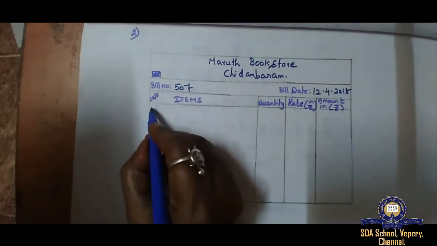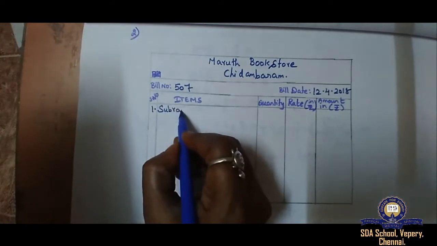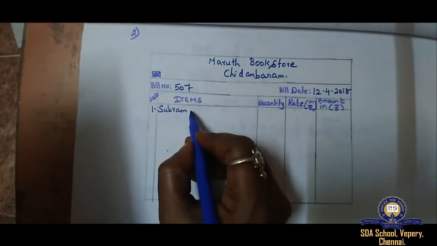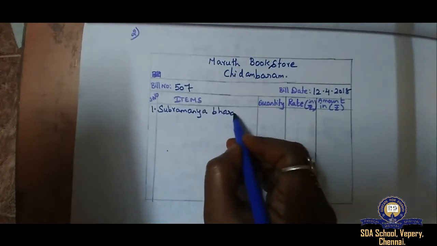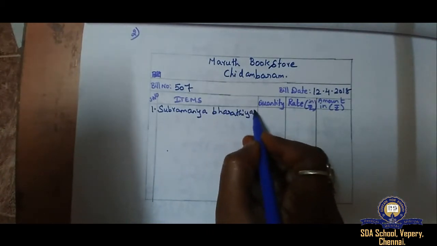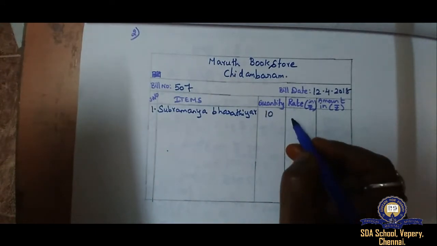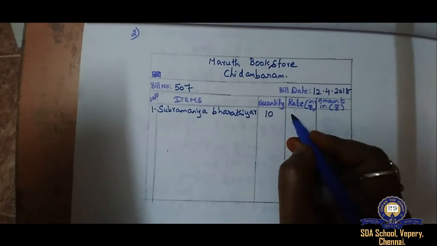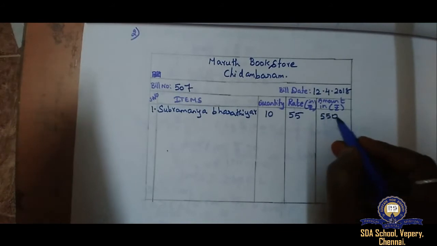I will read out and I will write. First book is Subramanya Bharati. Items is nothing but the objects they are buying. Subramanya Bharatiyar. Quantity, how many copies are they buying? 10 copies. Rate is nothing but per copy is 55. 10 into 55 is 550.